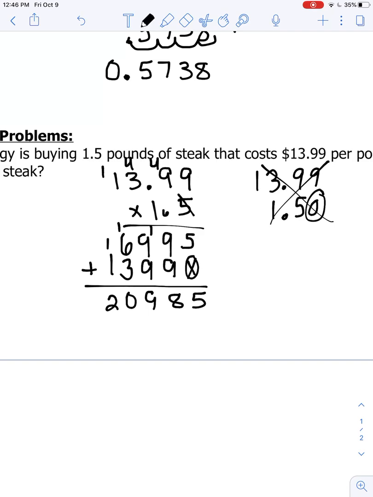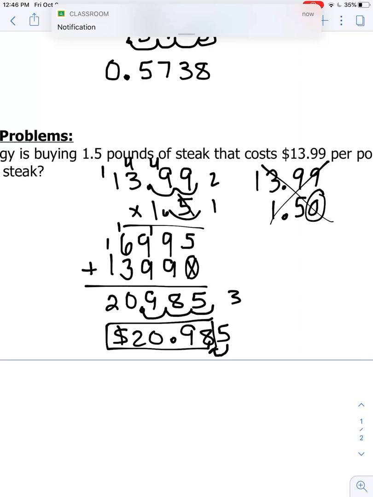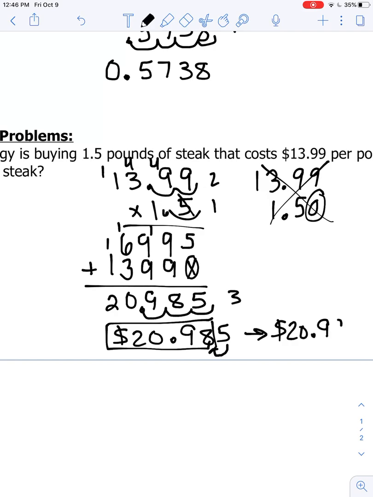And then the last step would be to place our decimal point in. We have 2 decimal place values in the first factor, 1 in the second, so that means we need 3 in the product. So it's going to go between the 0 and the 9. However, this does not look like money. It's not good for us. It needs to go to 2 decimal place values only. So I'm going to put a box around what money should look like. It should be $20.98. The number just outside is going to tell us whether it should round up or whether it stays the same. Since it's a 5, it is going to round up to the next penny, which would be $20.99.